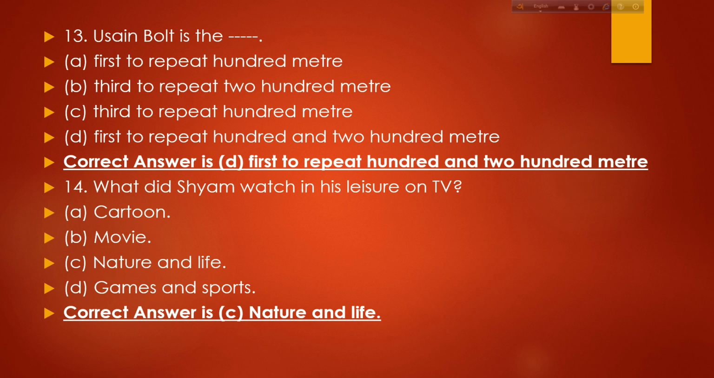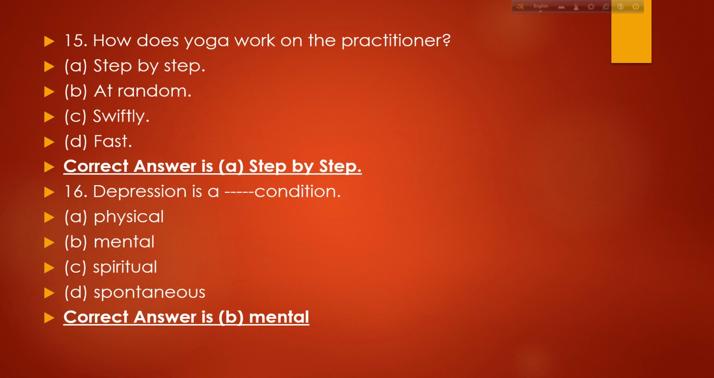Number 14. What did Shyam watch in his leisure on TV? Cartoon, movie, nature and life, games and sports. Correct answer is C, nature and life. Number 15. How does yoga work on the practitioner? Step by step, at random, swiftly, fast. Correct answer is A, step by step.